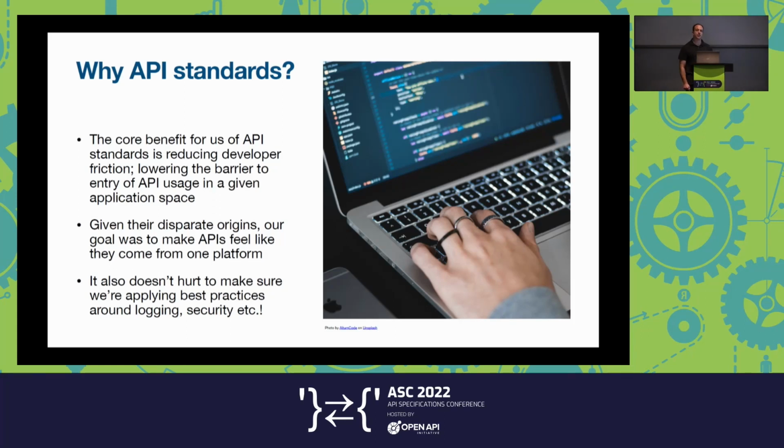So that's what led us to API standards. The core benefit for us in particular around API standards is: how do you reduce developer friction? How do you make it as easy as possible for developers to pick up an API and use it in their application space? Especially given the disparate origins of where our business pieces have come from, what we wanted to do was make APIs feel like they come from one platform. It doesn't hurt to try and bring everybody along a journey around logging, around security, around other aspects of the API journey, but really what we were focused on when we thought about API standards was developer friction.